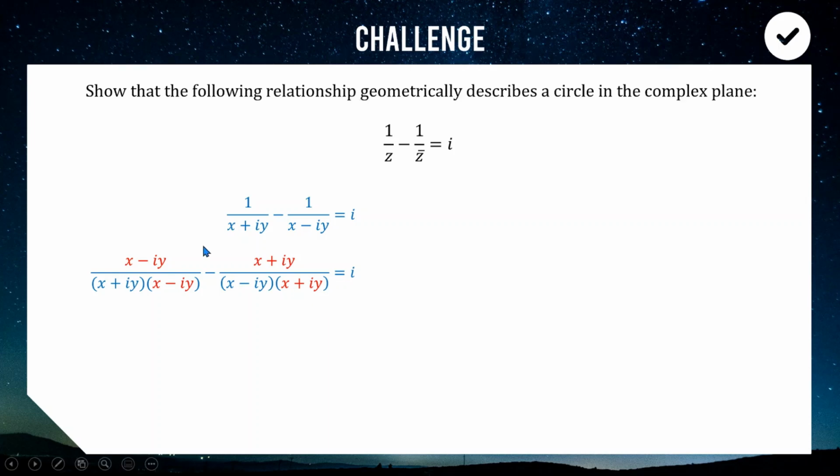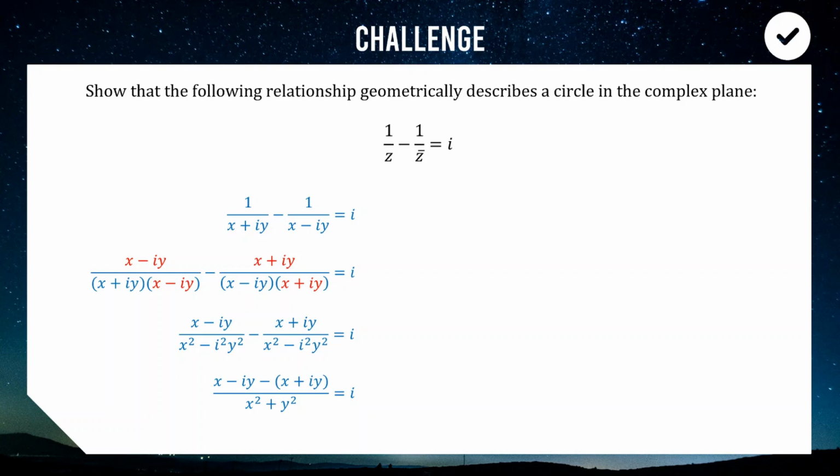Okay, here we go. So if we expanded the brackets on the bottom, we conveniently have a difference of 2 squares and a complex number multiplying by its conjugate. So we're just going to get x squared take away i squared y squared, which is going to turn into x squared plus y squared. Okay, so now that the bases are both x squared plus y squared, we're going to combine the numerators. So we're going to do x minus iy, take away x plus iy, all in brackets. The right-hand side is still equal to i. We haven't touched that yet.